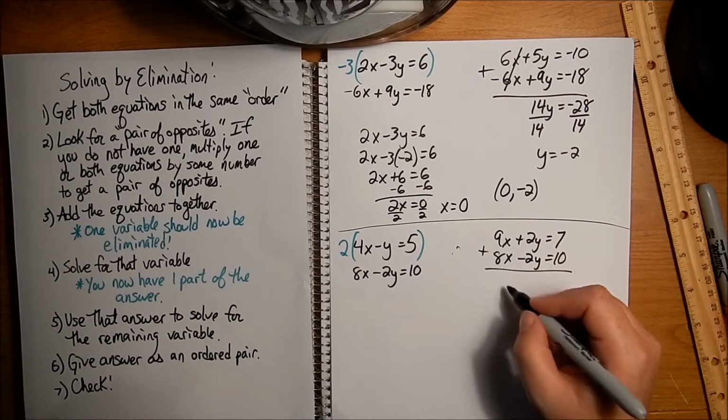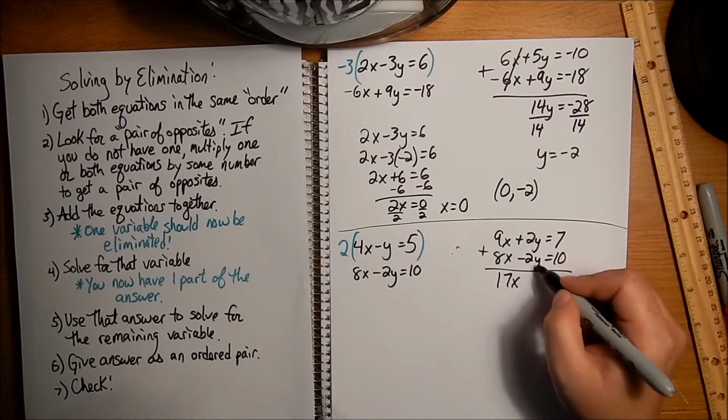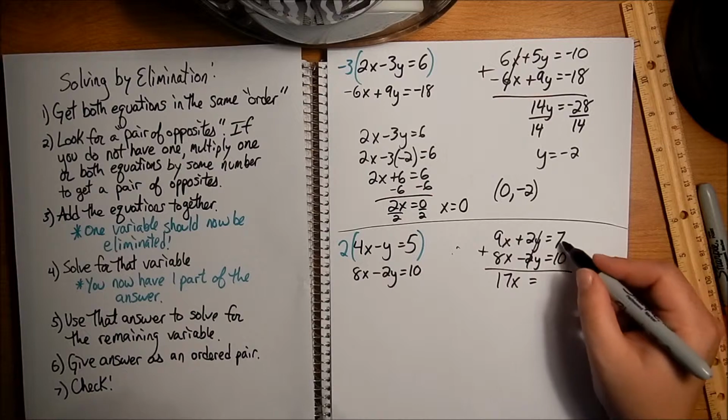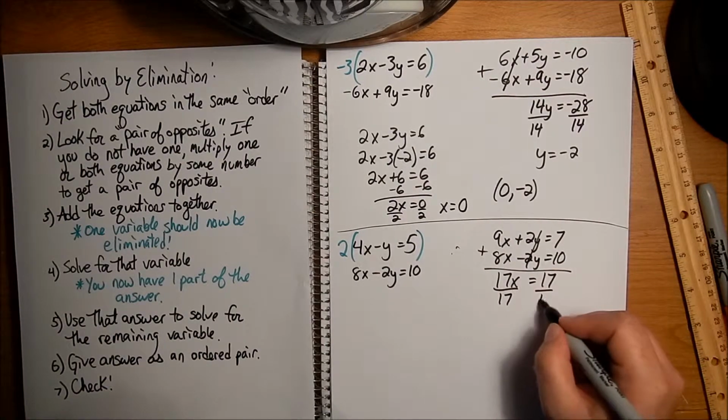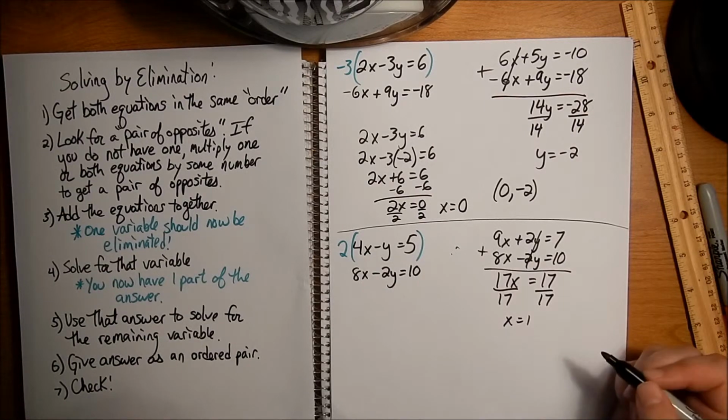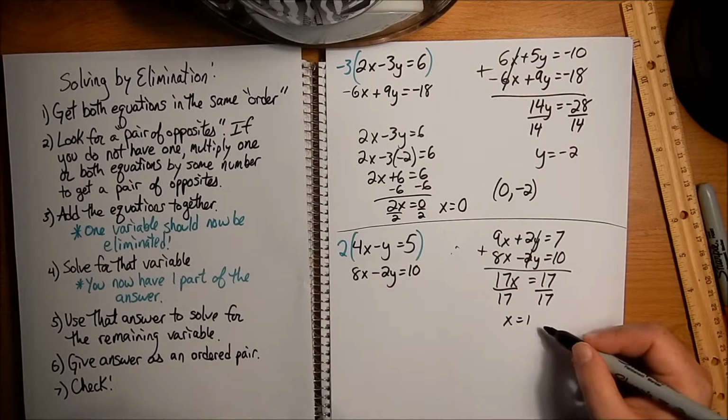9x plus 8x is 17x. Positive 2y plus -2y cancels itself out. 7 plus 10 is 17. I can divide both sides by 17. And I get that x is 1. Not so bad. So that's part of my answer.